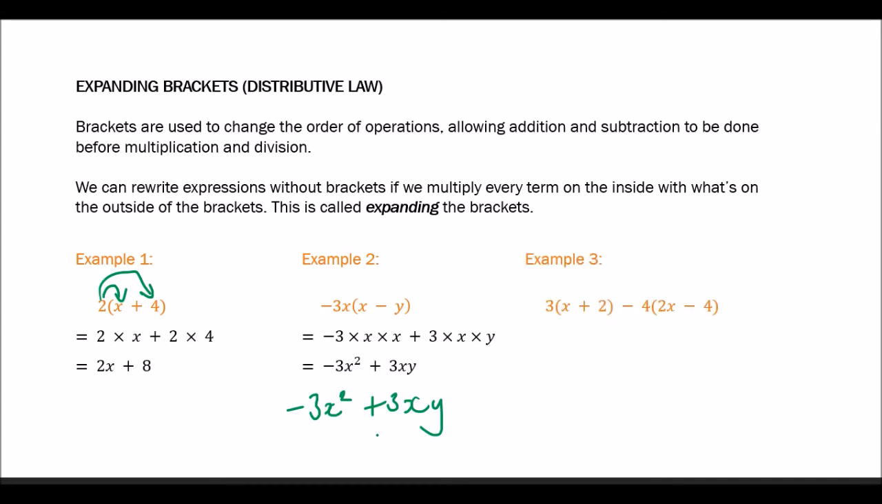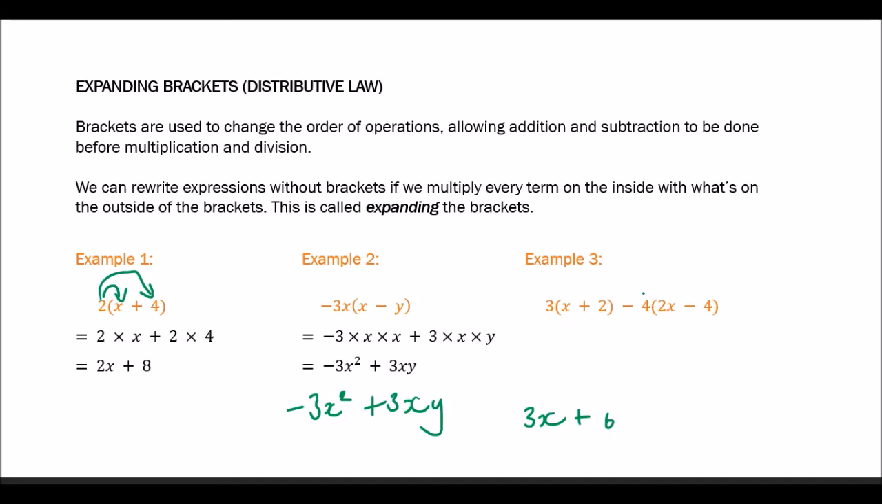Third example. This one, again, I'll break it down here for you, and then we'll go through it. So 3 times x, let's do this one first. 3 times x gives you 3x. So what I've done is number on the outside with the number on the inside. And then 3 times positive 2 gives you 6, so plus 6.